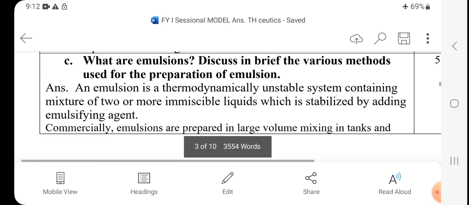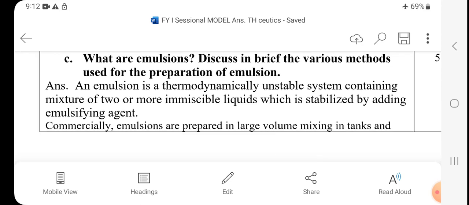So similarly here these immiscible liquids are stabilized by adding the emulsifying agent. So you can define it in very simple words, and the methods for the preparation of the emulsions are also very simple. So you can define firstly, thermodynamically unstable. That word is very important. That is, it is a thermodynamically unstable system which contains a mixture of two or more immiscible liquids, and that can be stabilized. Both are immiscible, they are not mixed with each other. So to make them stable, we are adding here the emulsifying agent.